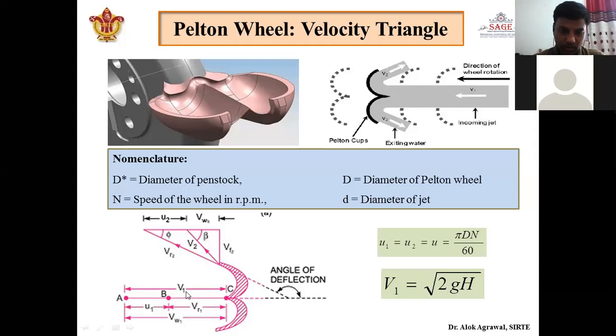So these are the two important terms, blade velocity and jet velocity. The formula for blade velocity will be pi D N by 60, and the formula for jet velocity is under root 2gH.